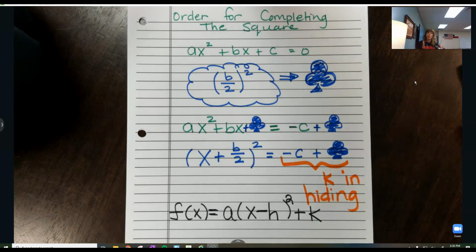So that is the order for completing the square. That's just kind of a symbolic picture. Now we're about to do the real thing.